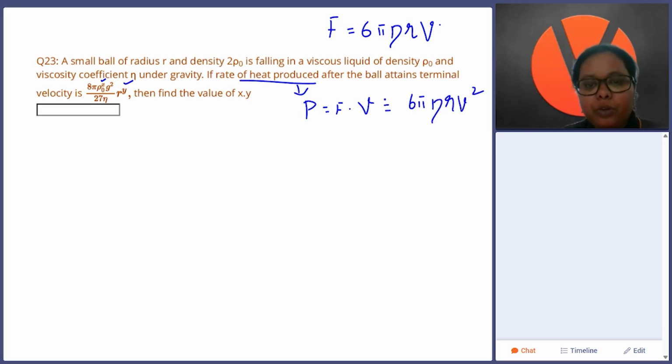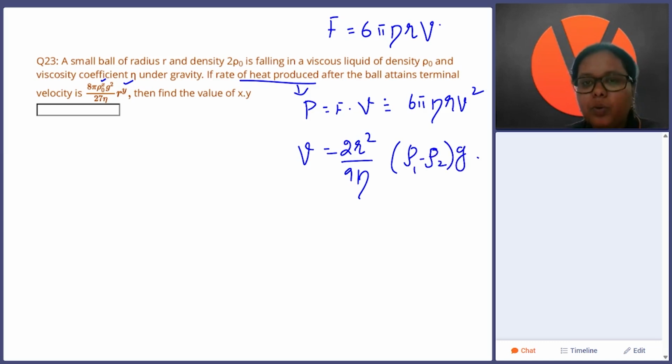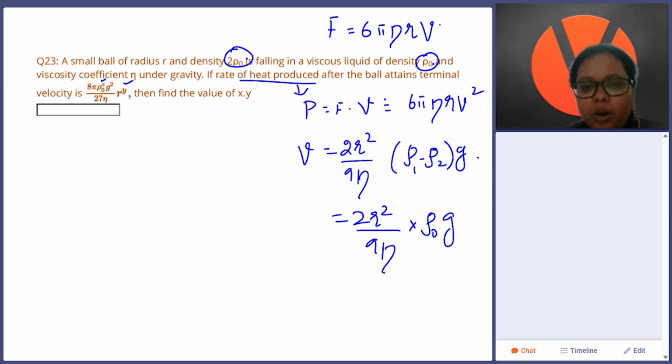And we are in a position to find out the terminal velocity. What is the formula for terminal velocity? 2r square divided by 9 eta, right? So rho 1 minus rho 2, or else rho 2 minus rho 1, whatever, you just consider it, into g. So what is the density difference? 2 rho naught minus rho naught. What I will have here? Rho naught. So 2r square divided by 9 eta into rho naught g.